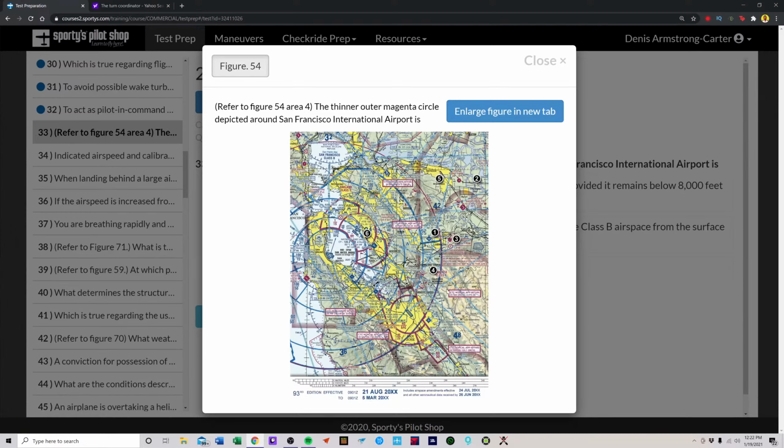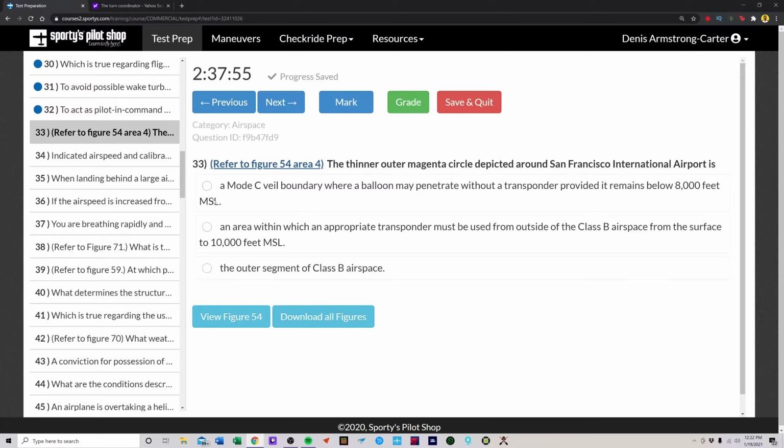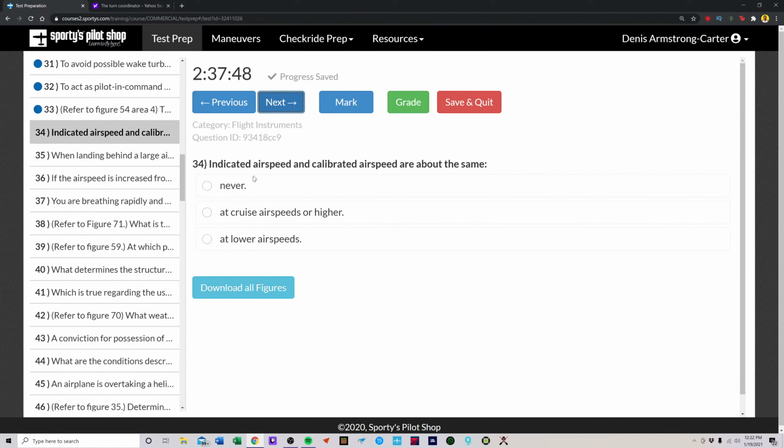Let's see if I can find it. I know it is. It really is. Let's see. Does it say anything about this Mode C? It does. Mode C 30 nautical mile veil. So I would say it is the Mode C Veil. Nothing else talks about that, so I'm just going to go with that.